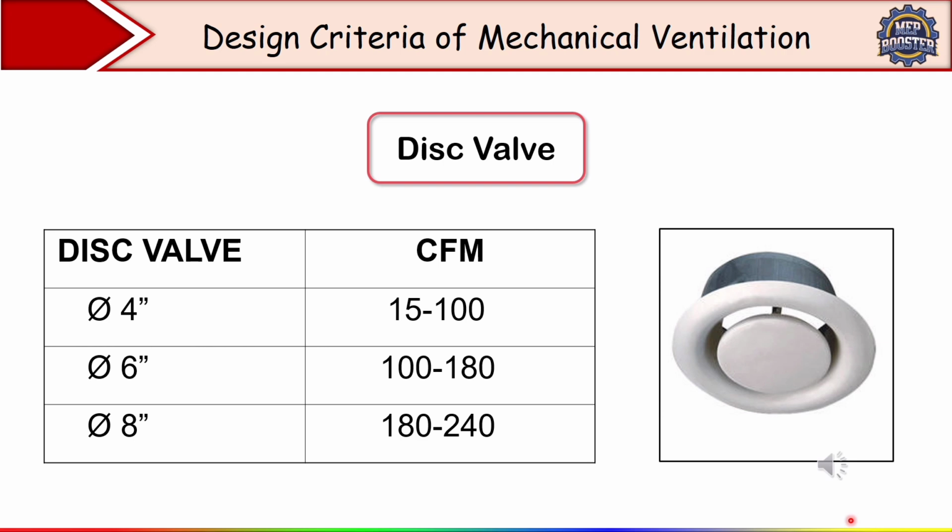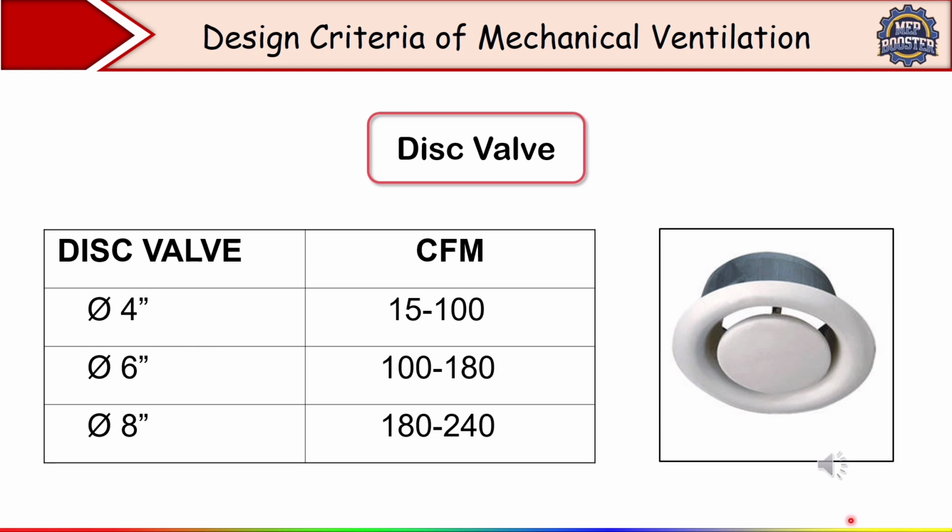It means suppose you have calculated the exhaust air flow rate, and it is coming around 1000 CFM. You have calculated how much amount of air we have to extract or exhaust from the toilet, and you get 1000 CFM. So in that case, how many disc valves do we have to install? First of all, you have to select which diameter you prefer. So it is based on your requirement.